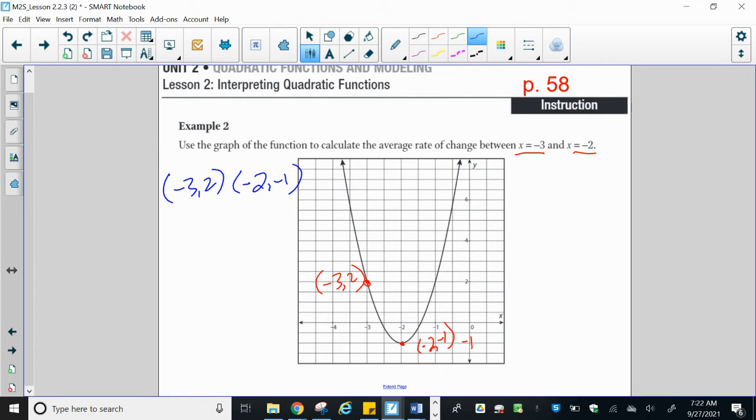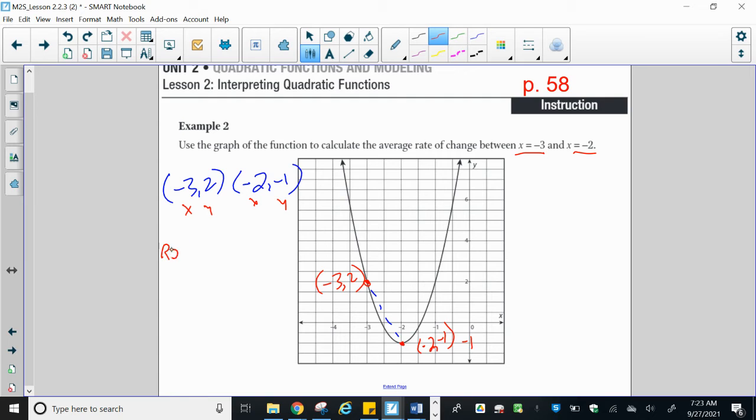And these are the 2 points that we're going to find the rate of change for. Remember, rate of change means slope. So what we're really finding is the slope of this line here between the 2 points. Okay, so we can label them as our x's and y's if that's helpful. X, y, x, y. Or subtract the y's on top, x's on bottom.